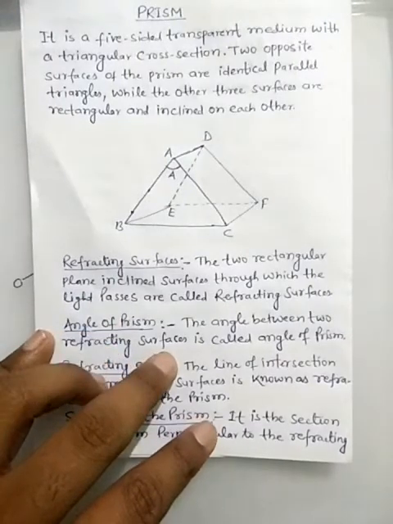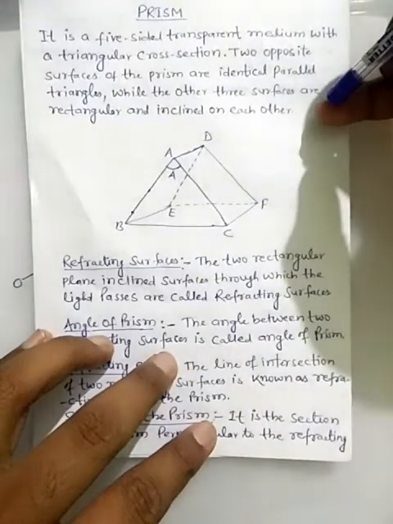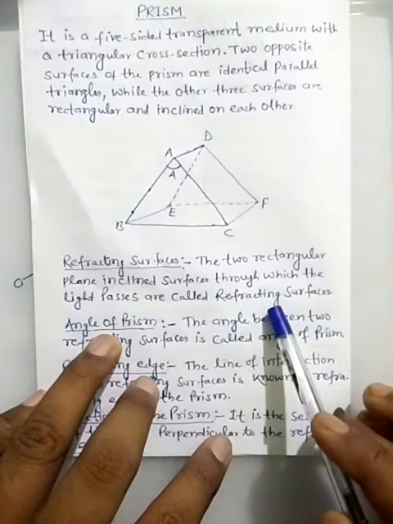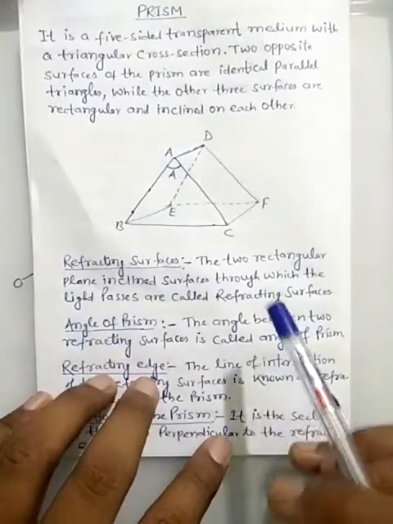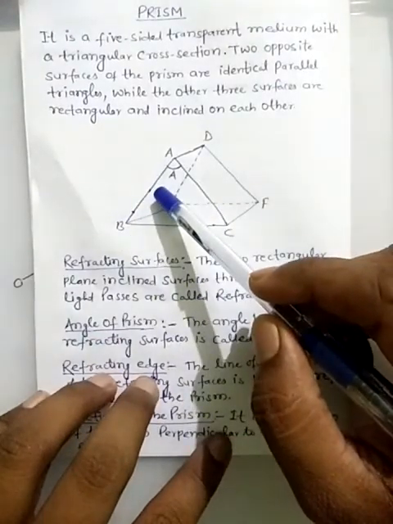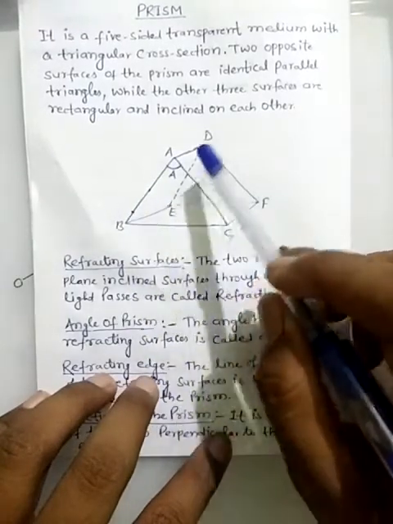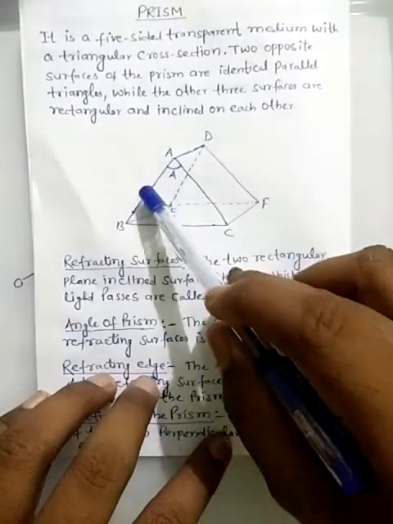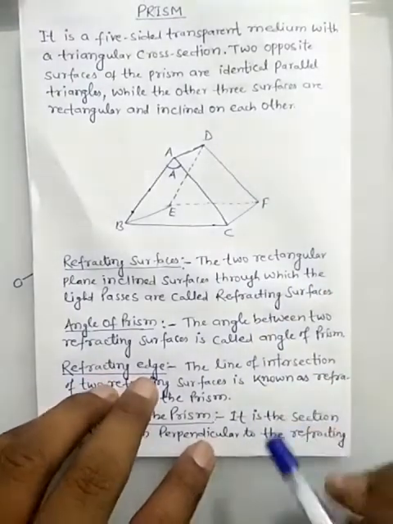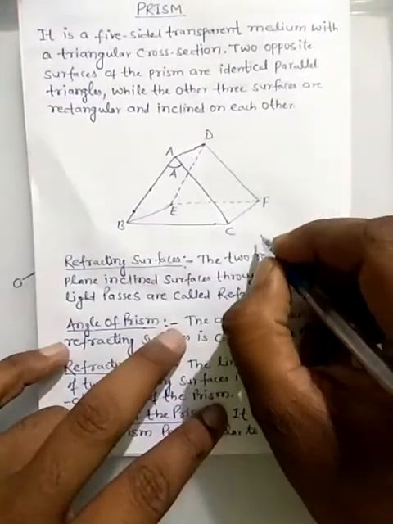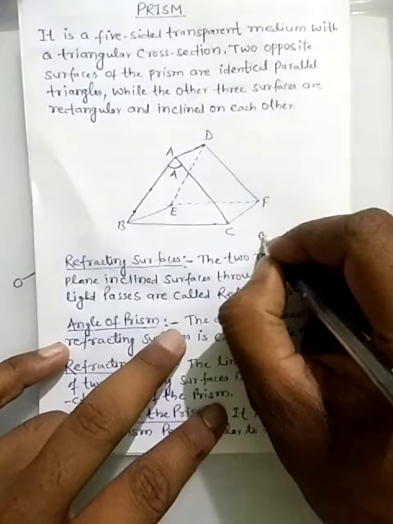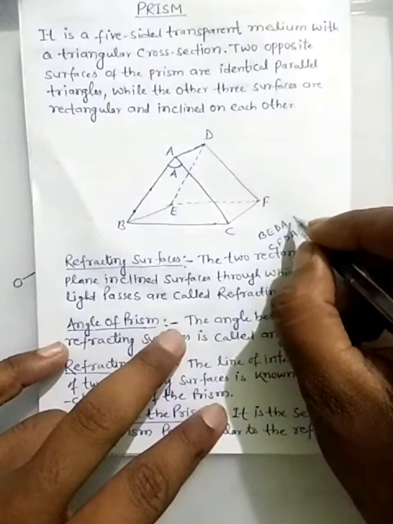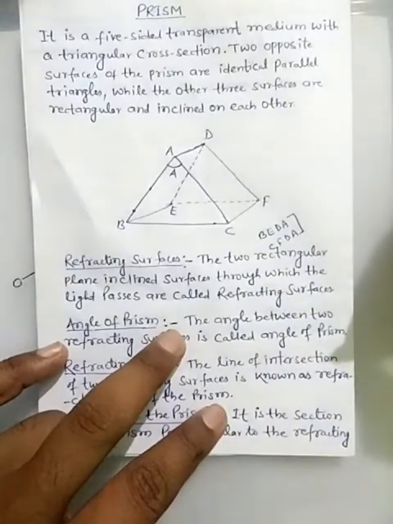Then the refracting surfaces. The refracting surfaces are those surfaces through which the light passes and is refracted from its original path. Here, two surfaces are refracting surfaces, that are BEDA and CFDA. The first surface is BEDA and the second surface is CFDA. These two rectangular surfaces are refracting surfaces.